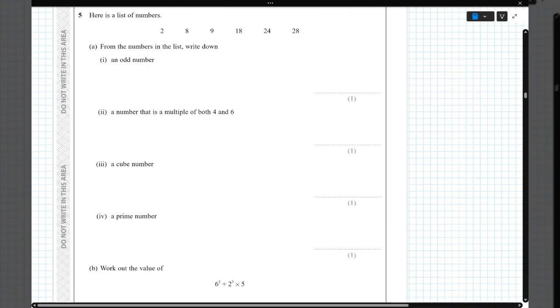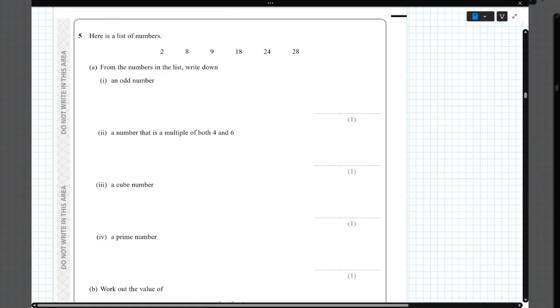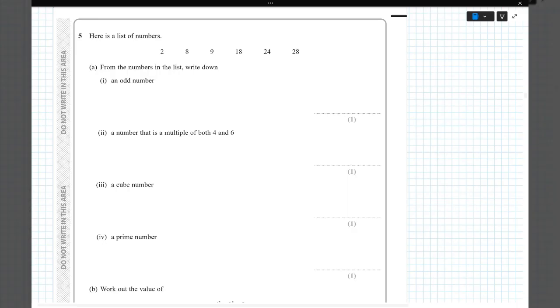Okay. Question 5. From the list of numbers, write down an odd number. So that's one that doesn't divide by 2. So odd numbers will end with 1, 3, 5, 7, and 9. So 9 is the only one that's there. So you can have more than one sometimes.